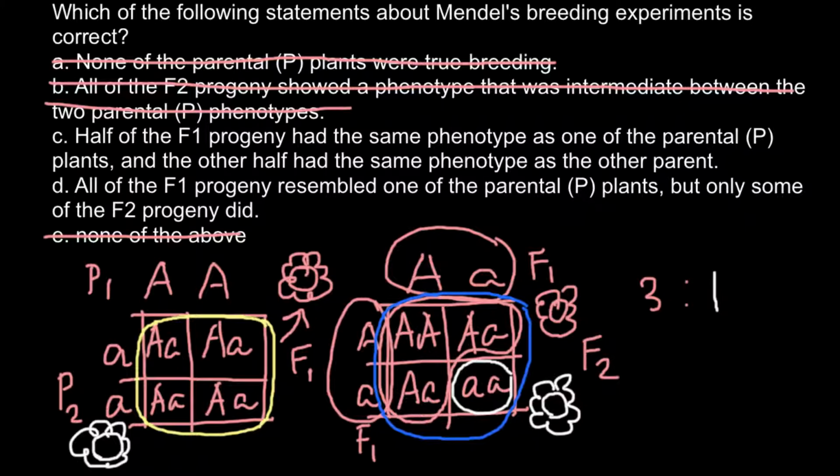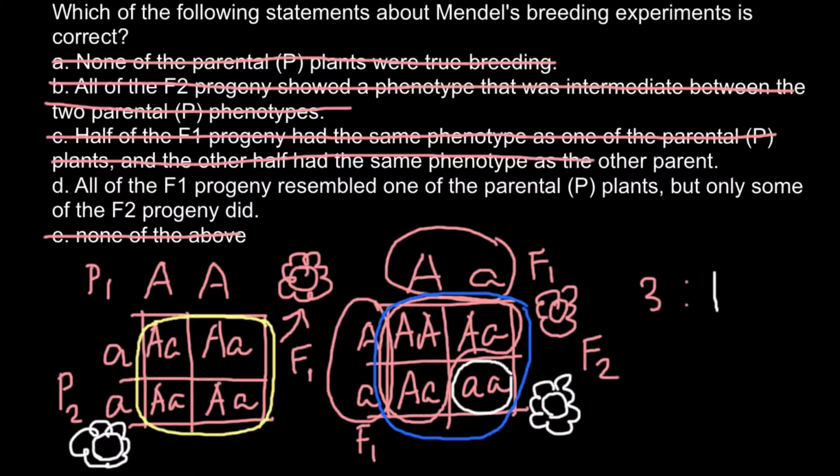And answer C, half of the F1 progeny had the same phenotype as one of the parental plants, and the other half had the same phenotype as the other parent, meaning that in this F1 generation, half of the progeny should have the same phenotype as parent 1, and the other half the same phenotype as parent 2. But this is not so. All of them, 100%, had the same phenotype as one of the parents. So this is also not true, and we can cross out this answer.